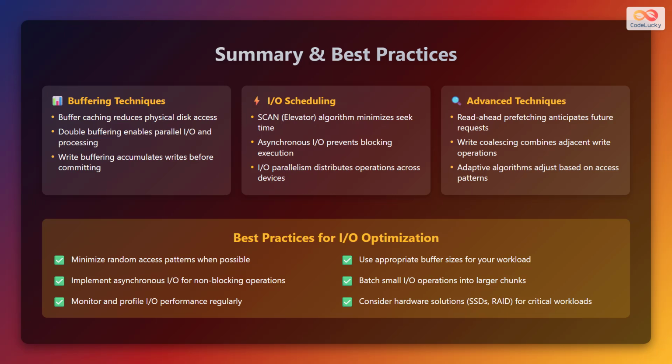Some best practices for input-output optimization are: minimize random access patterns when possible, use appropriate buffer sizes for your workload, implement asynchronous input-output for non-blocking operations, batch small input-output operations into larger chunks, monitor and profile input-output performance regularly, consider hardware solutions, such as solid-state drives and RAID for critical workloads.